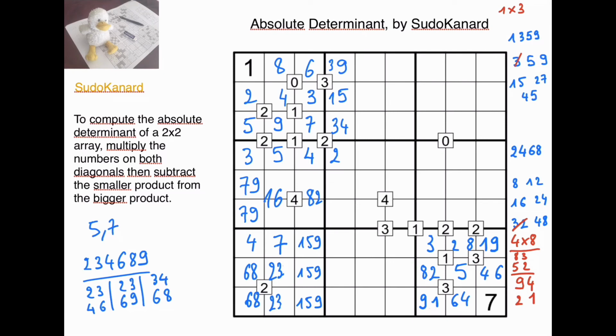Now, how are we going to resolve? How are we going to find which is the right one? Well, that's with this, with those determinants of 2. How can we have a determinant of 2 with 2 and 1 with 8 and 9? Let's have a look at 8 and 9.